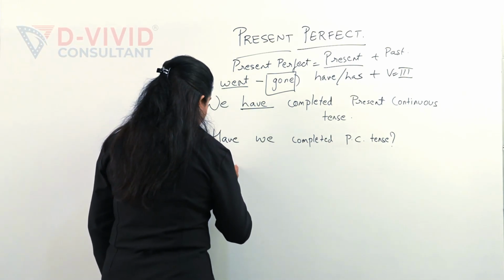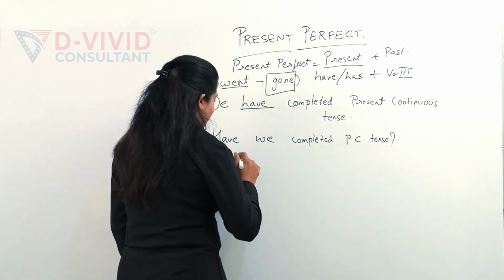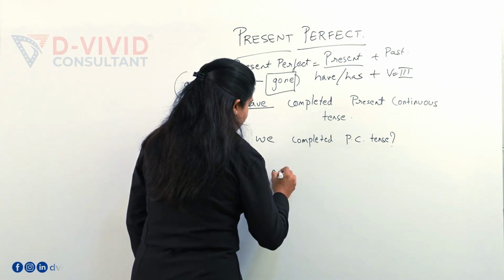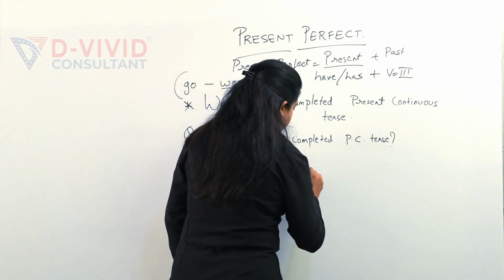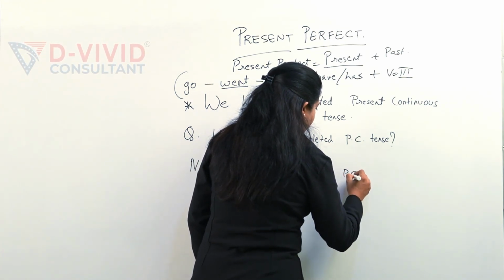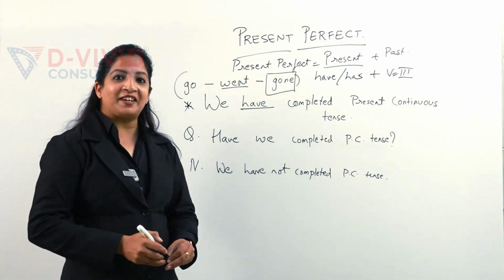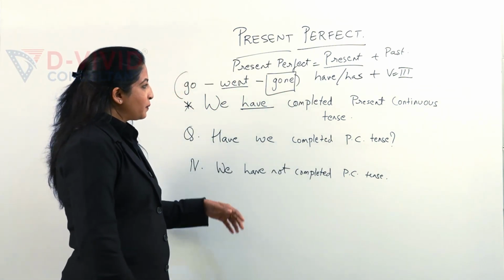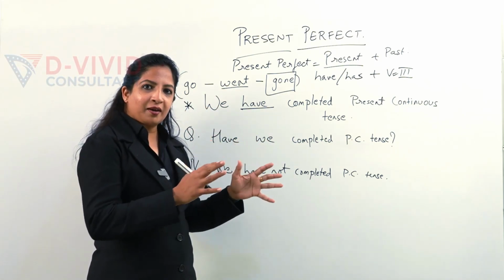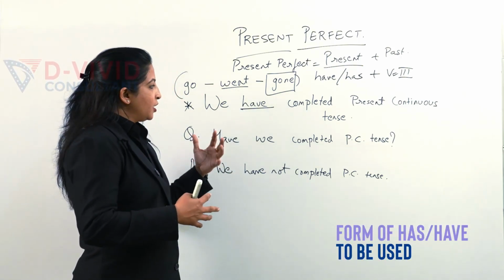What could it be? Oh no, we are still remaining to complete this tense. So I'll say, no, we have not completed the present continuous tense. Very simple, very easy. Yes, are you guys able to connect with this? Very much. Let us see the form of have or has to be used.